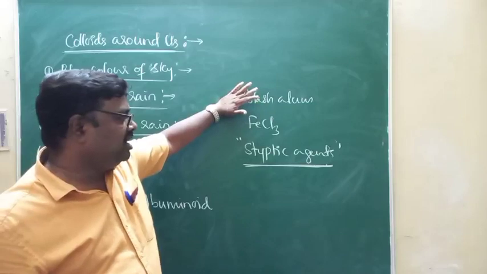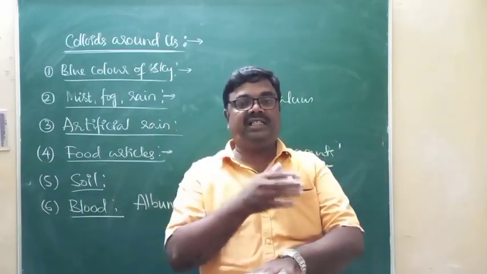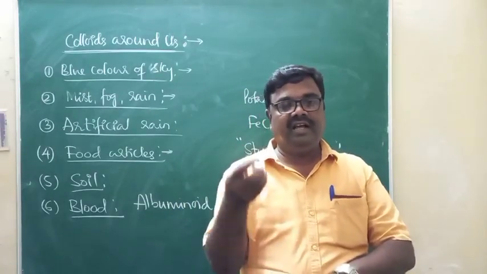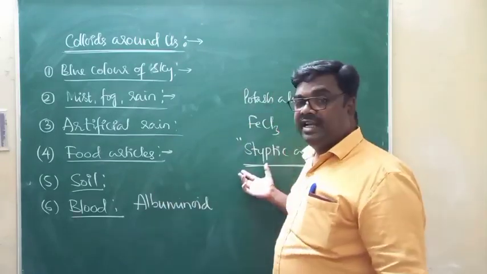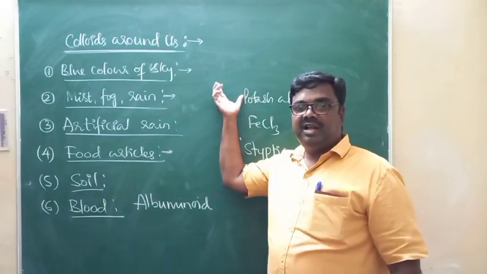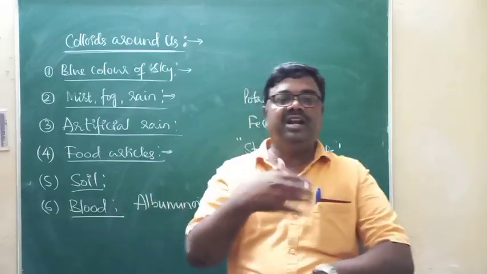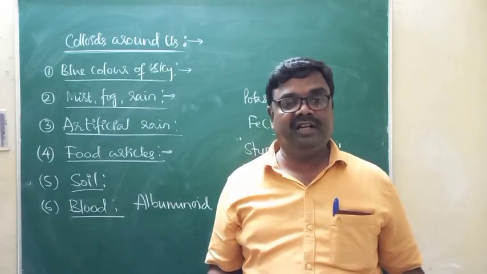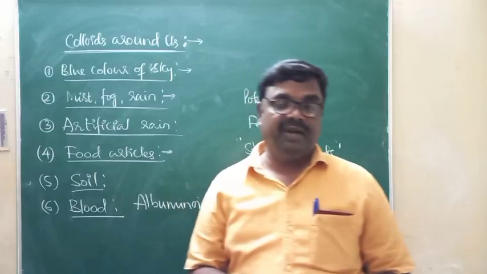Okay. So why am I talking about these styptic agents? Blood is a colloidal solution. When fresh cuts occur on the body of human beings, bleeding takes place, is it not? And that bleeding can be stopped by applying styptic agents like potash alum or ferric chloride. When they are applied over the cuts, what happens? The coagulation of colloidal blood takes place, and that naturally increases blood clotting. Blood clotting is nothing but coagulation of blood.